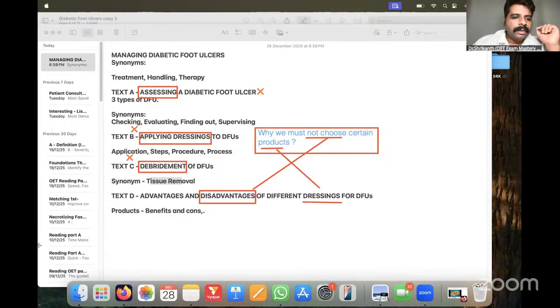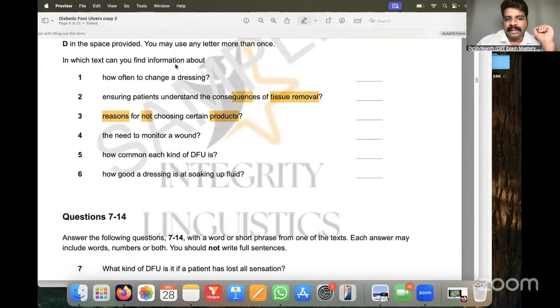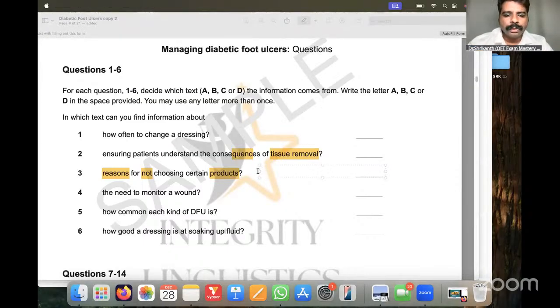Okay. Now my intuition is telling. So did we read all the four texts? No, we did not read A, B, C, and D. Right. So here the third question. So I'll just type it over here. So the third question was, reasons for not choosing certain product. That is why we must not buy certain products, right?